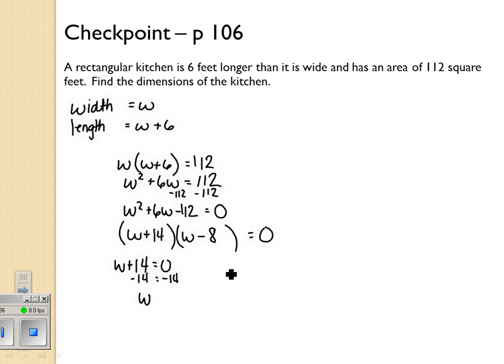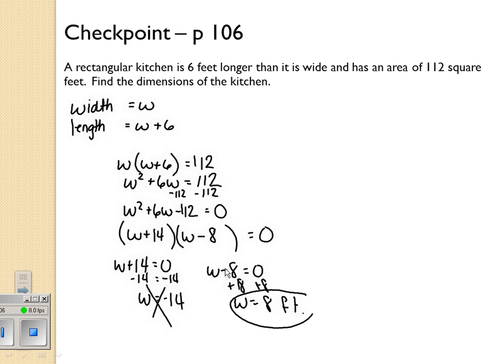Now, when we find our solutions of these, the factor W plus 14 equals 0 is going to yield a width of negative 14. Can you possibly have a width that is a negative 14 feet? No. That factor is discounted. You can't have a negative length or width. Distance is never negative. So then look at the other factor. W minus 8 is equal to 0. So W, or the width, is equal to 8 feet.